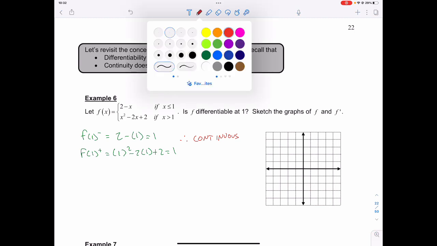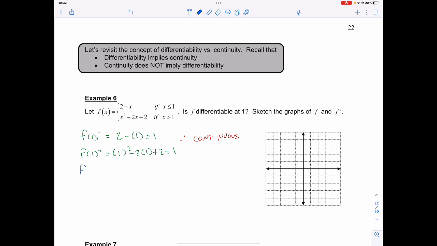What about f prime? Well, for f prime of x, when I differentiate 2 minus x, that's going to give me 0 minus 1, which is going to equal negative 1 when x is less than 1. If I take x squared minus 2x plus 2 and I differentiate it, then I just wind up with 2x minus 2 if x is greater than 1.